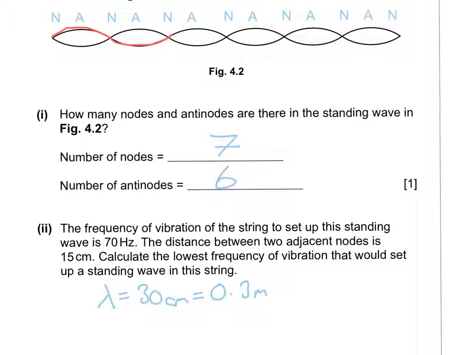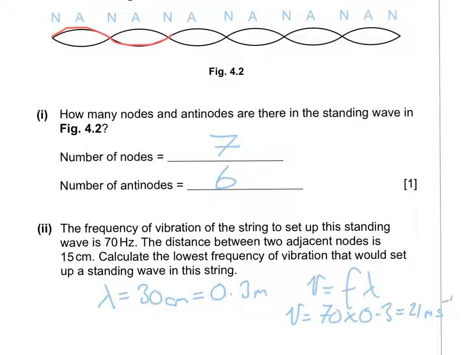Now we have our wave equation that says that V equals F lambda. And so that'll give us the speed of waves in this system just by multiplying the 70 hertz by the 0.3 meters. So we get a speed of waves here to be 21 meters per second.